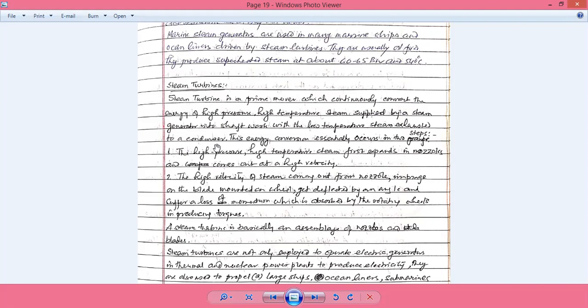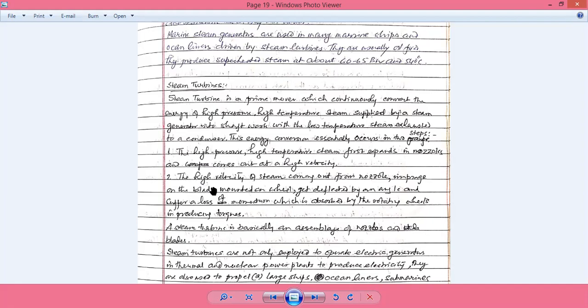The input is high temperature and high pressure, and it is exhausted to the condenser with low pressure and low temperature. This energy conversion essentially follows two steps. First, the high pressure and high temperature steam generated in the boiler first expands in the nozzle and then comes out at high velocity but low pressure. The pressure is reduced to gain high velocity.